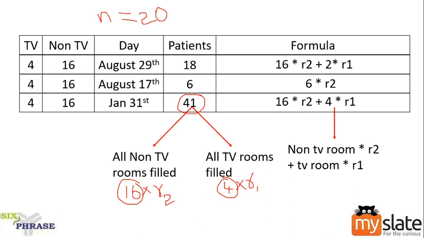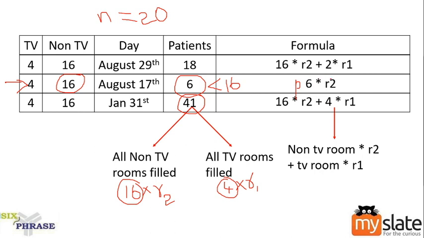Let me start with the second case. What happens in the second case? The number of patients is less than the non-TV rooms. I have 16 non-TV rooms. If the number of patients is less than non-TV rooms, it means you are considering patients into R2. 6 is the number of patients into R2.